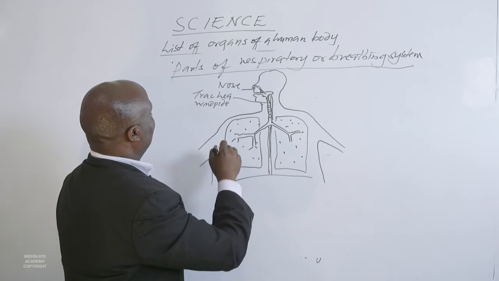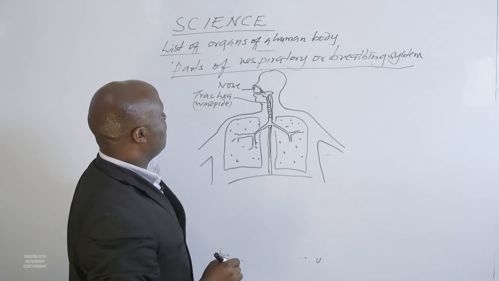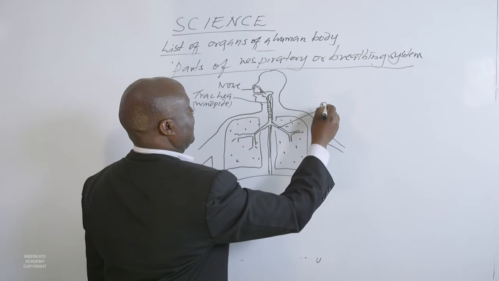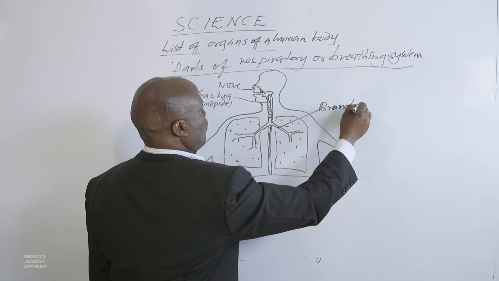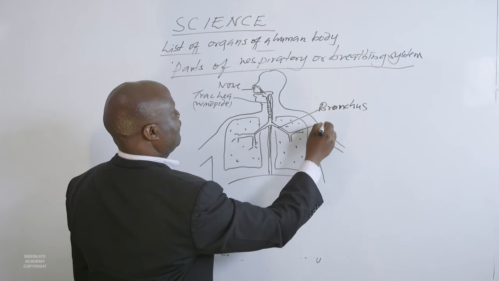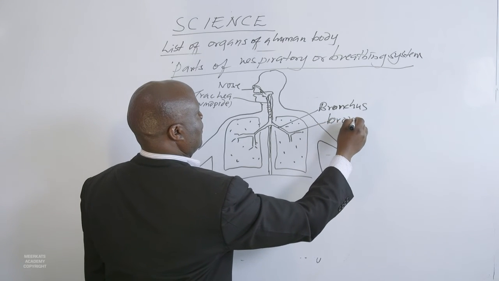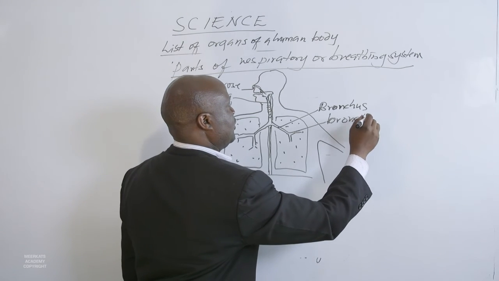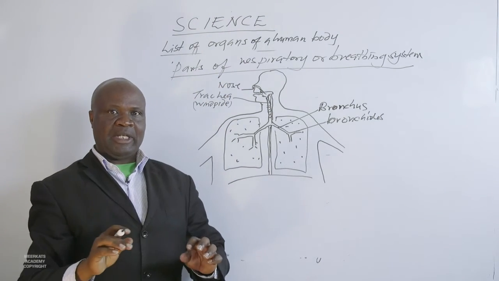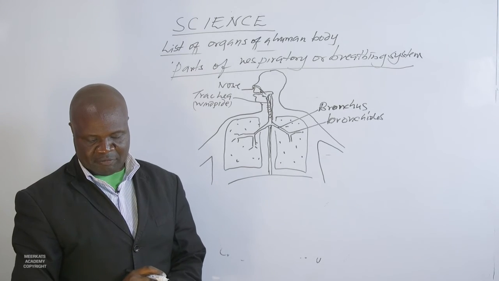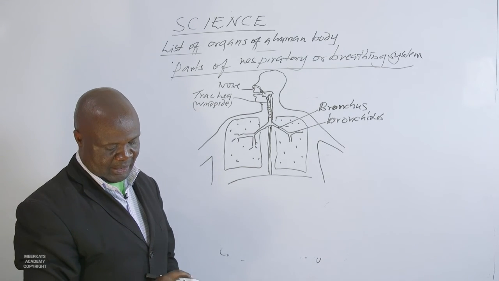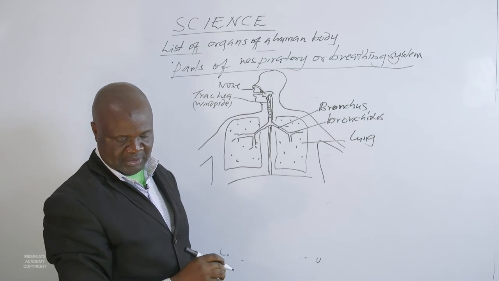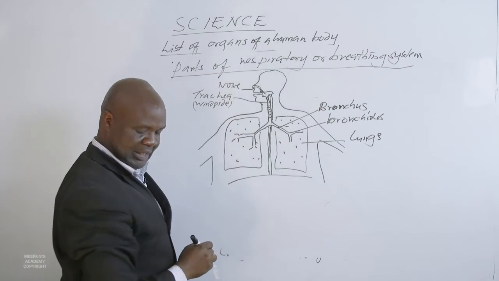So we have the windpipe, and then from the windpipe we have the bronchus. Then the other divisions that we have become the bronchioles. The bronchioles are many, and there is further subdivision of the bronchioles. Then we have this one as the lung. These are the lungs. This is the first lung. This is the second lung.